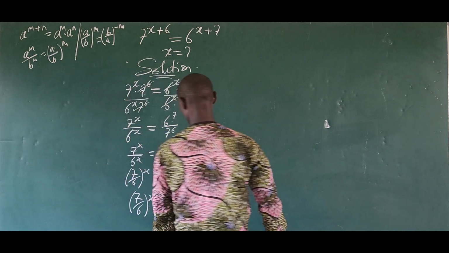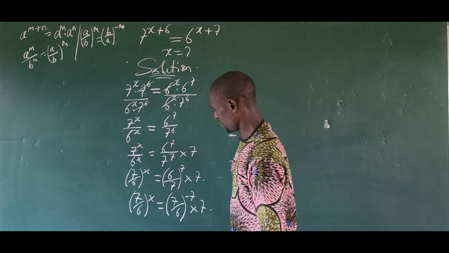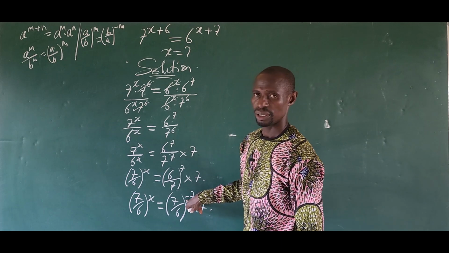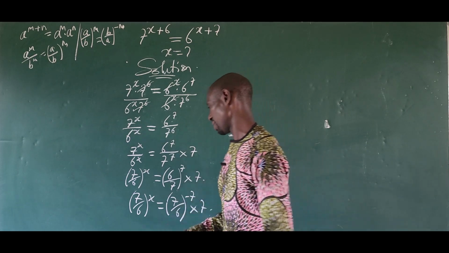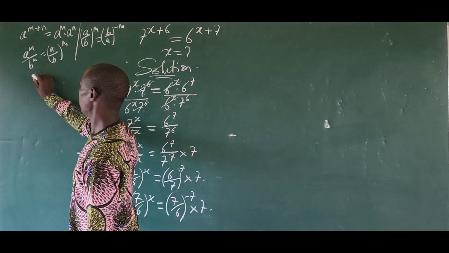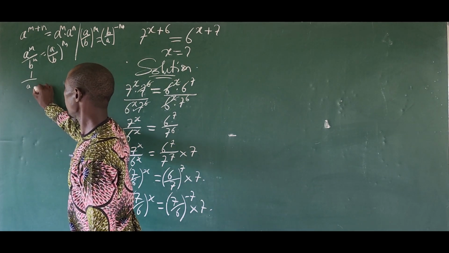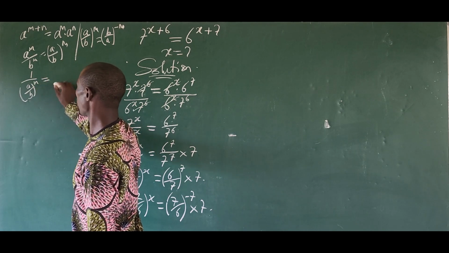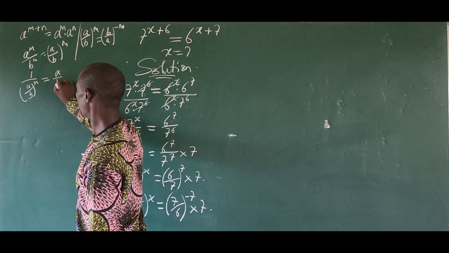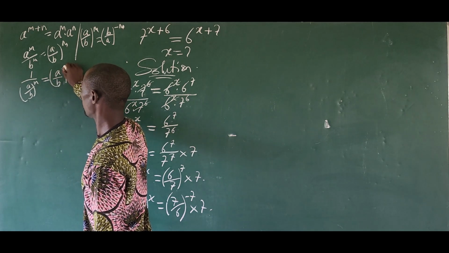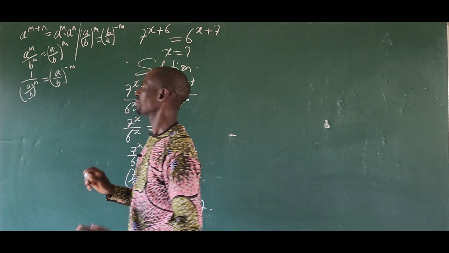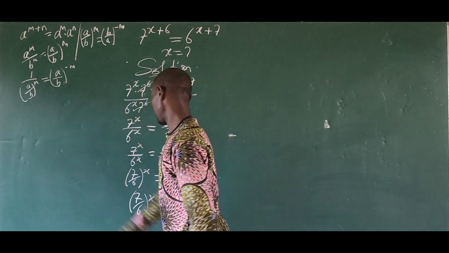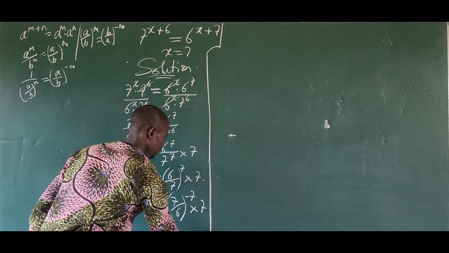Easy. Now, if you look at this carefully, I want to eliminate this minus here. So how do we do that? There is a law again which says that if you have 1 over (a/b)^m, this is equal to (a/b)^(-m). This is another law again. So we can rewrite this in this format.